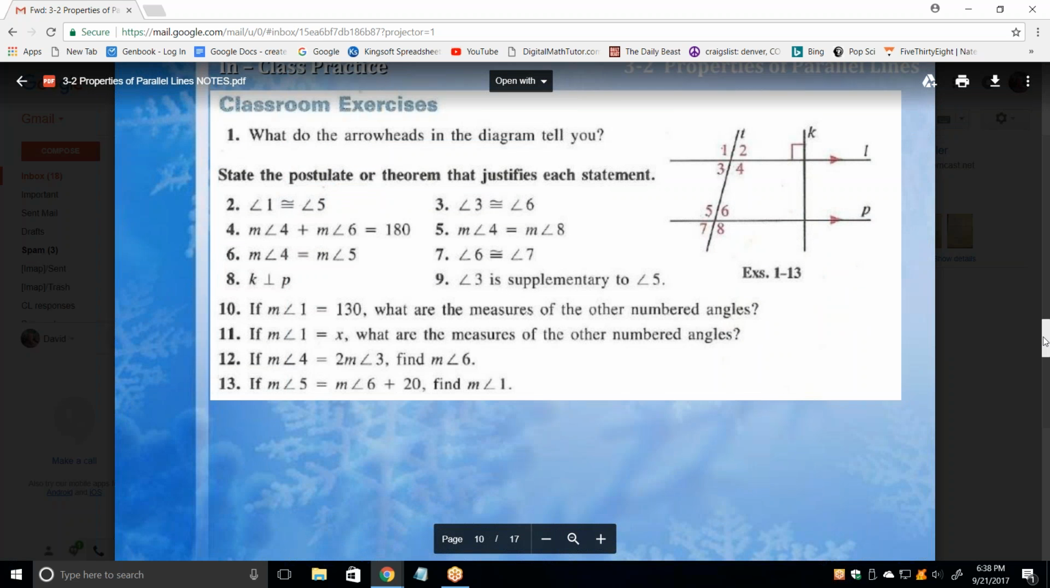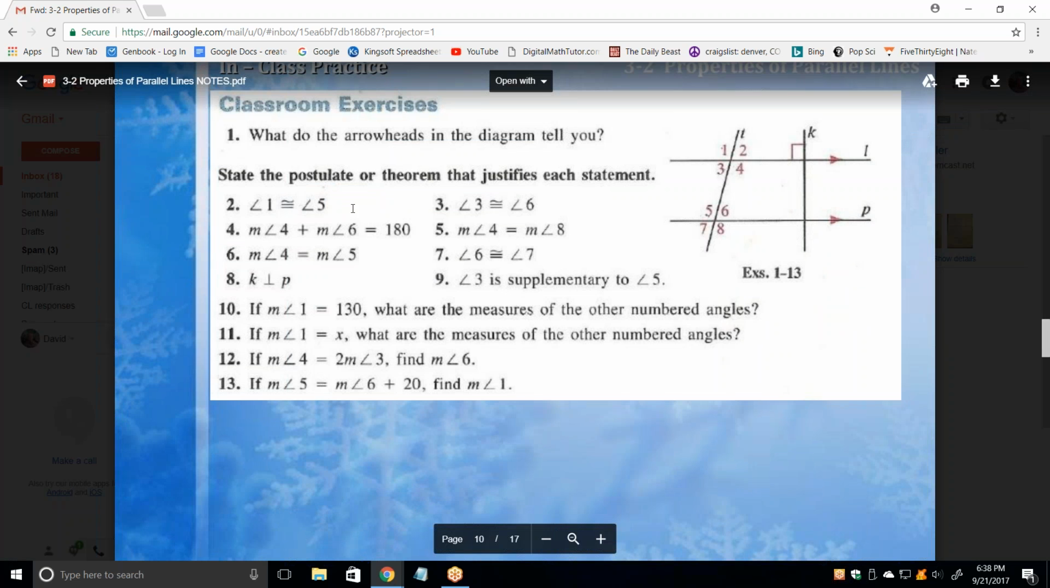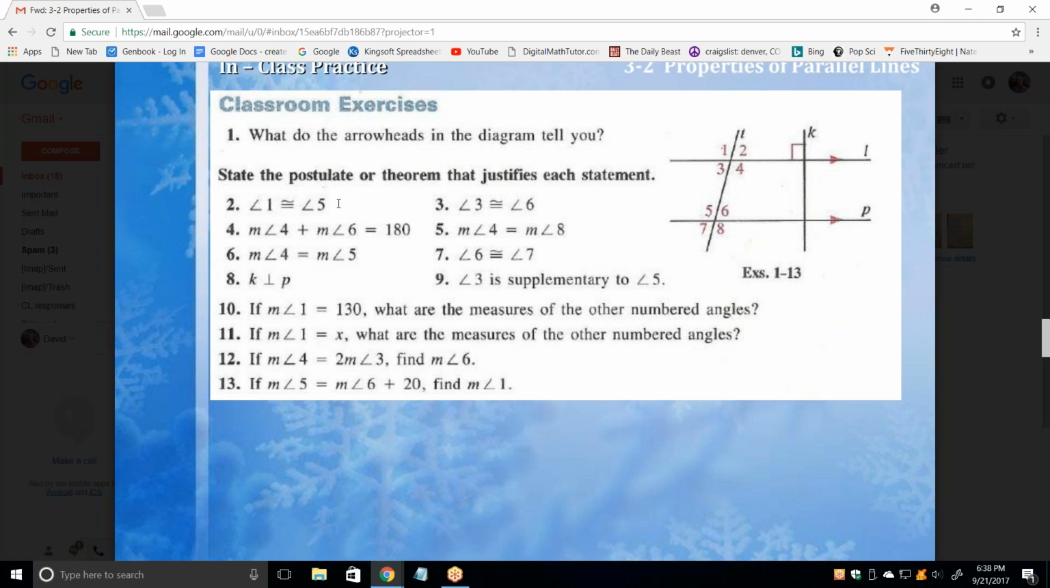What do the arrows tell you? They're perpendicular. No, they're parallel. Parallel. Why is angle 1 congruent to 5? What are they called? Here's where you have to draw on the names. They're corresponding. Correct. Why is 3 congruent to 6? They're alternate interior angles. Correct.